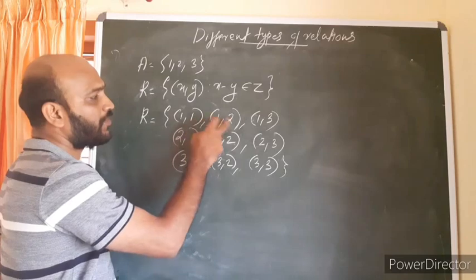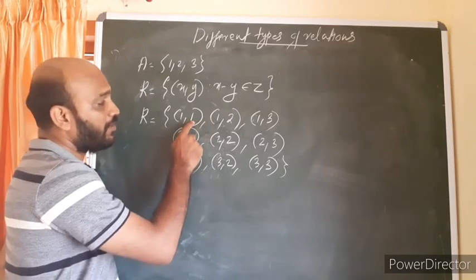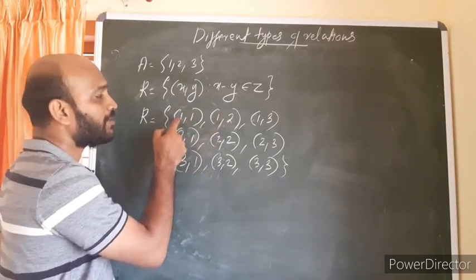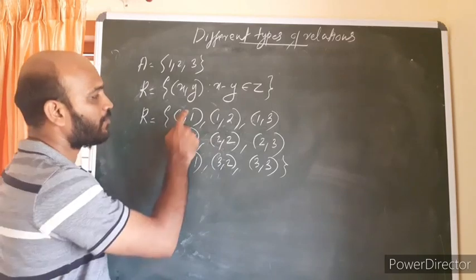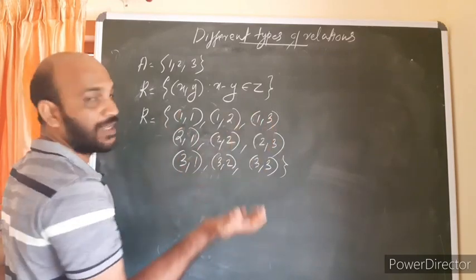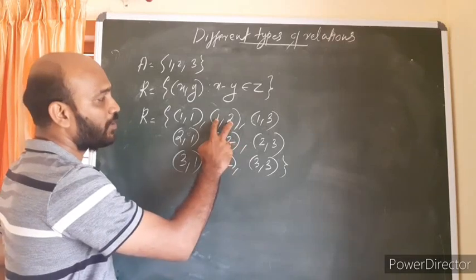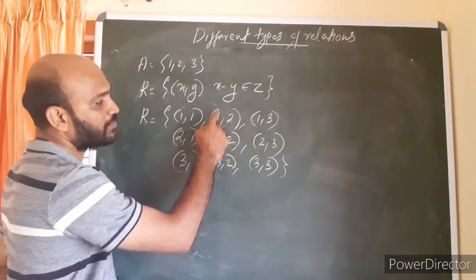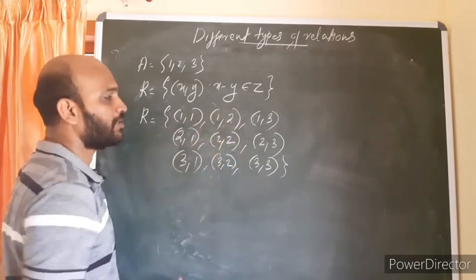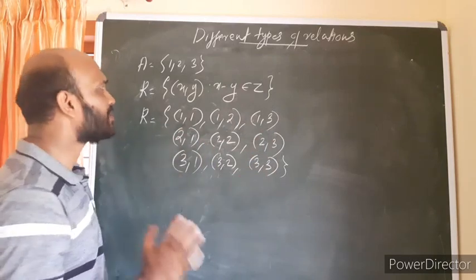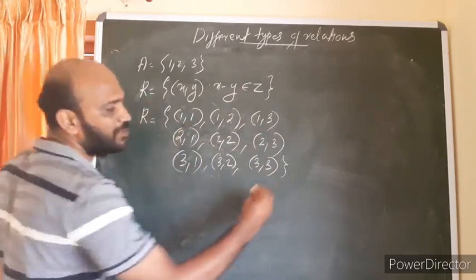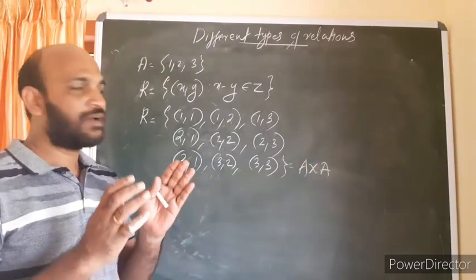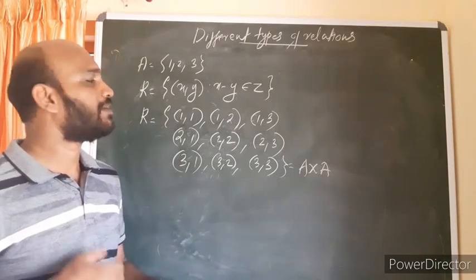Transitive: for transitive also you have to consider all elements. Take these two ordered pairs (1,1), (1,2). These two we can combine because the y coordinate of the first equals the x coordinate of the second ordered pair. If we combine, there should be (1,2), and (1,2) is here. Then (1,1) and (1,3) we can combine. Take (1,2) and (2,1); there should be (1,1). (1,2) and (2,2): if we combine them, (1,2) should be there. Like that, check all elements. Since in this case R is equal to A cross A, if a relation is A cross A, then it will automatically be reflexive, symmetric, and transitive.